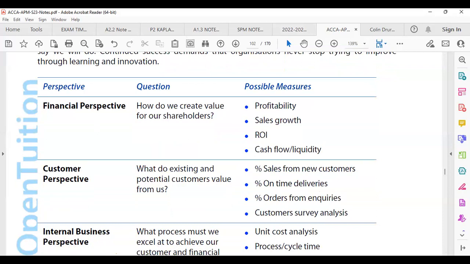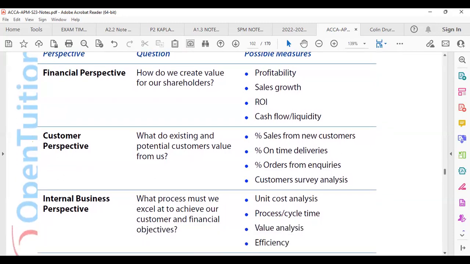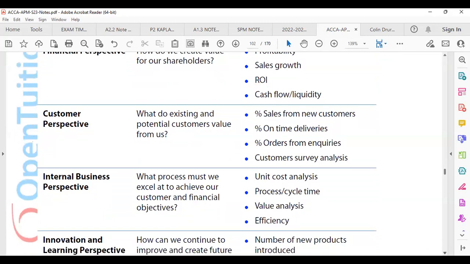What do existing and potential customers value from us? So you will check things which are measuring that element. One of them is percentage of sales from new customers. Are customers growing? And are we delivering, a percentage on delivery on time? Are we delivering as expected? And number 3 is a percentage of orders from inquiries. Is it increasing, decreasing? You would notice that could also be an indicator of how people are viewing your business. Customer survey analysis. You see how the customers are rating, and that is how it is.